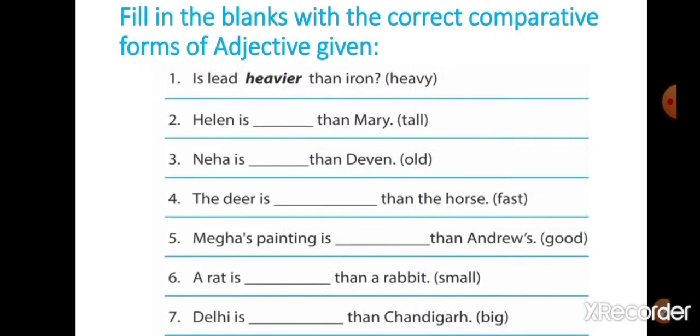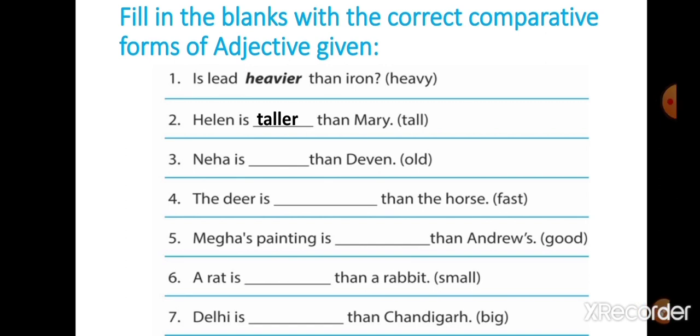Now we will solve one more exercise. Fill in the blanks with the correct comparative forms of the adjectives given. See, the first one has already been solved for us. Is lead heavier than iron? Second, Helen is dash than Mary. Helen is taller than Mary.